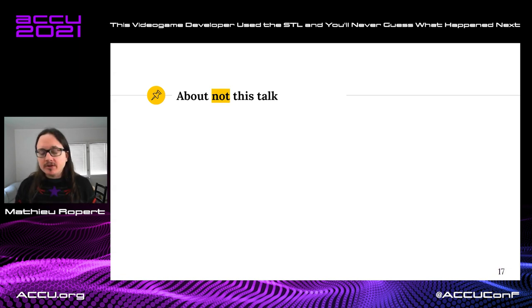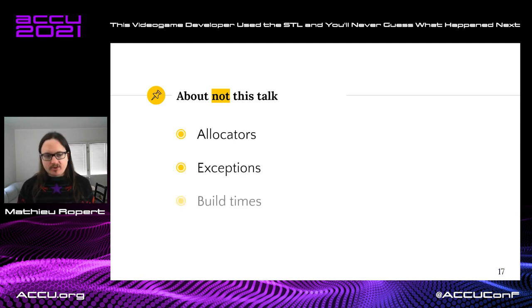What is not in this talk: because we're talking video game industry, I will not bring up allocators, I will not bring up exceptions, and I will not bring up build times. Those necessitate their own talk, and I only have 90 minutes, and I think this is already enough content for now. So we can have another talk about this later, especially for build. I have this kind of rule that every other year at a conference I give a build talk, and then the next year I try to talk about something else. This is an odd year, quite literally. So we're not talking about builds today.